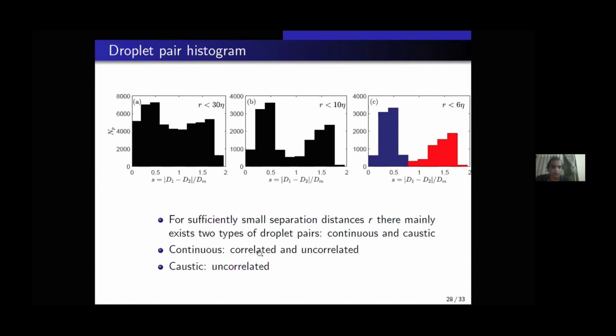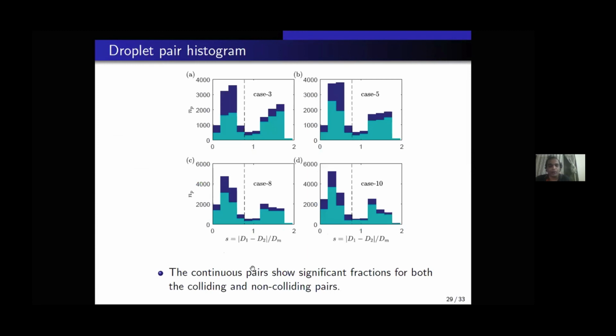Correlated pairs don't contribute to collisions. Uncorrelated pairs contribute to collisions. And as far as caustic droplet pairs are concerned, they are always uncorrelated and hence contribute to collisions. So what we did here was to try and estimate the fraction of each of these classes of droplet pairs. One is the small value of S corresponding to continuous droplets.